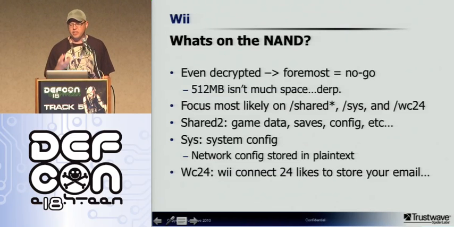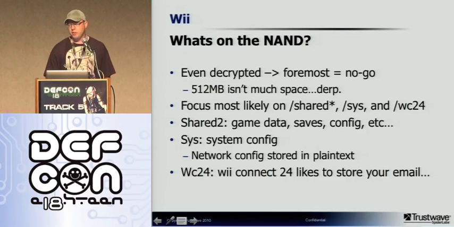Really, there are some things you'd like to focus on. If you go back to the previous link, they actually have a list of all the directories and what they mean and what you're going to find in there. Shared2, these are a couple of directories to note. Game saves, config, stuff like that. Network config is stored in plain text. So if you connect to Wi-Fi at home, I use WPA2, and in clear text it's got my SSID and password and all that fun stuff.